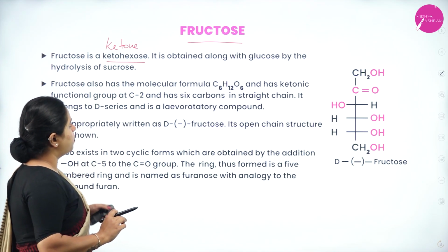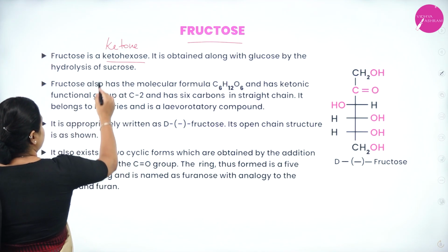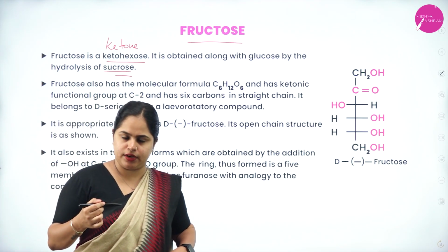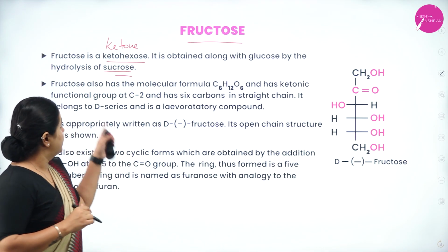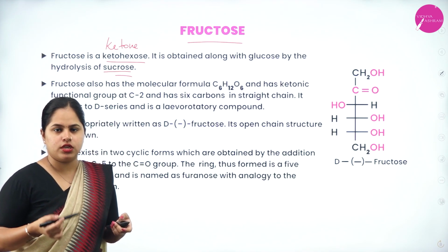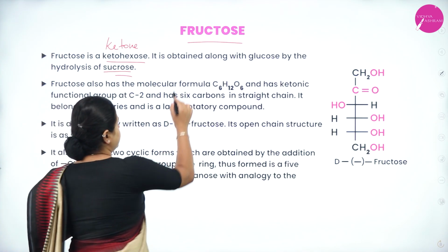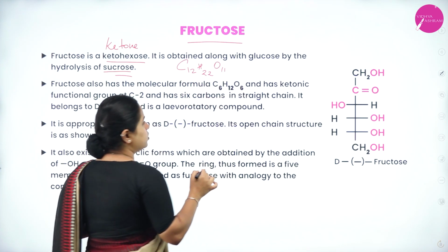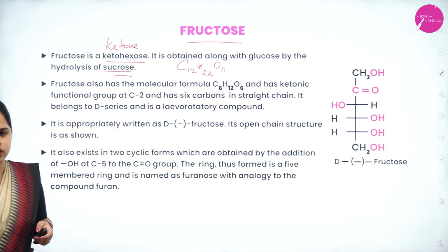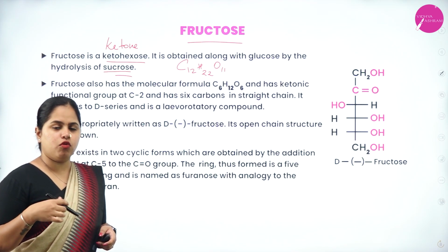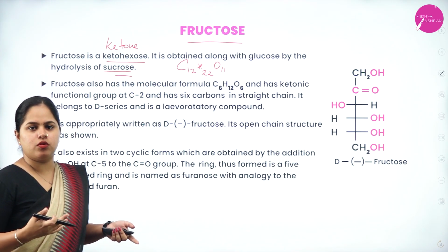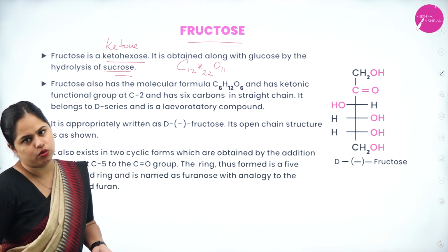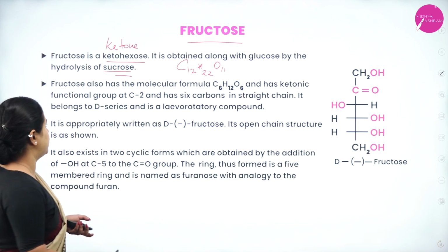Clear? It is obtained along with glucose by the hydrolysis of sucrose. So the preparation is the same as that we have studied for glucose. That is the hydrolysis of sucrose, C12H22O11, which undergoes hydrolysis, that means addition of water in presence of an acid medium. What is it going to give? C6H12O6, that is glucose, and C6H12O6 itself, which is fructose. So that is the same method of preparation.